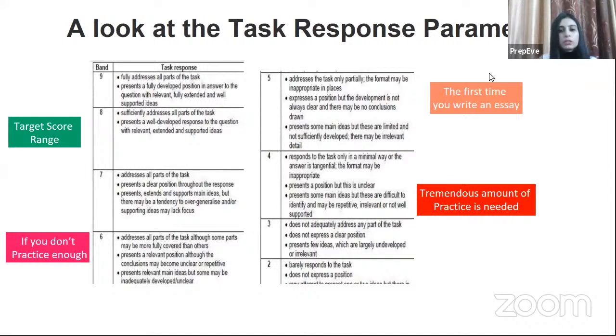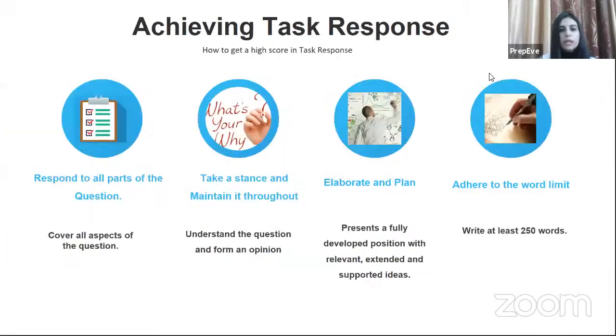All right, so let's move on. Task response, a quick recap. You have to respond to all parts of the question and cover all aspects of the question. Then you have to take a stance and maintain it throughout. This is what you have to do in the case of your essay questions: take a stance, form your opinion, and continue with that opinion throughout your essay.